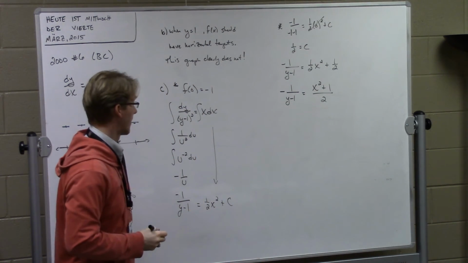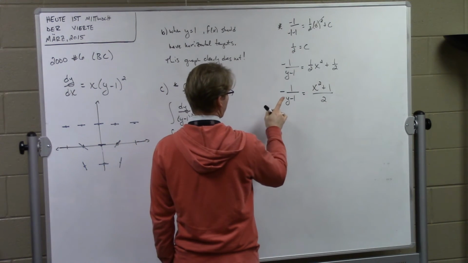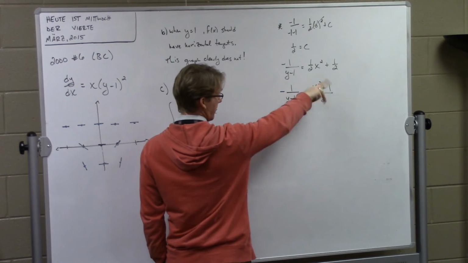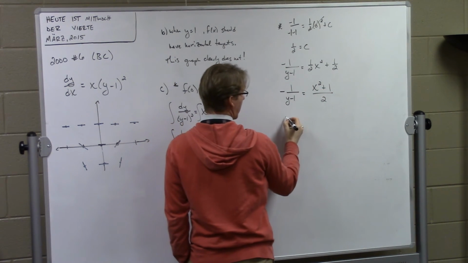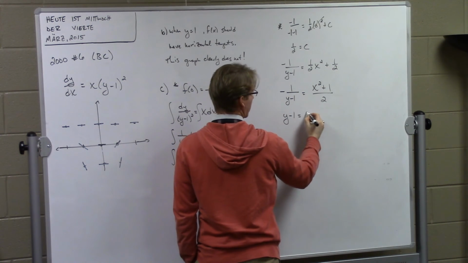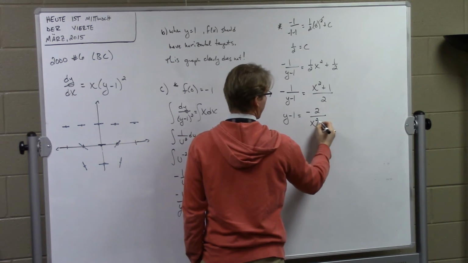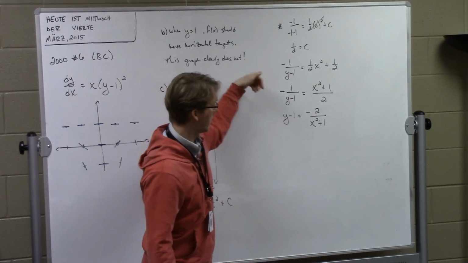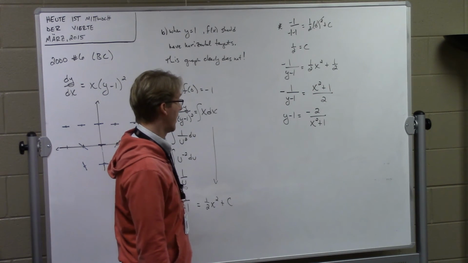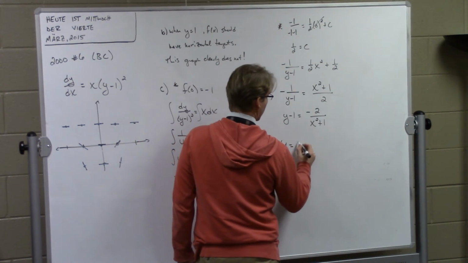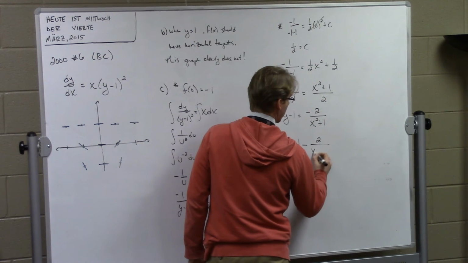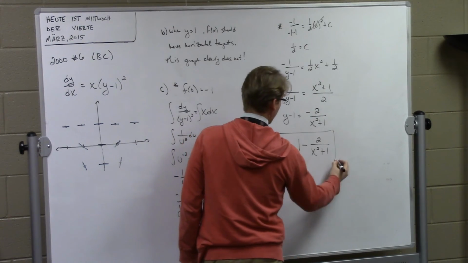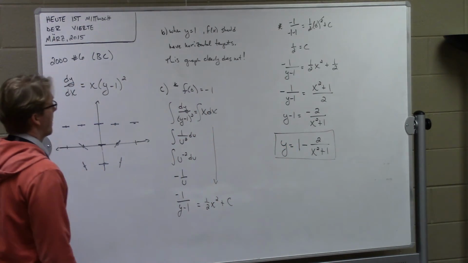Kind of nice. All right, I'm going to do two steps in one here. I'm going to reciprocate both sides, and I'm going to multiply by -1. So I'll get y minus 1 is equal to -2 over x squared plus 1. That was flipping both sides, reciprocating, and multiplying both sides by -1. And then plus the 1. And then bring the 1 over, so we get y equals 1 minus 2 over x squared plus 1. There we go.